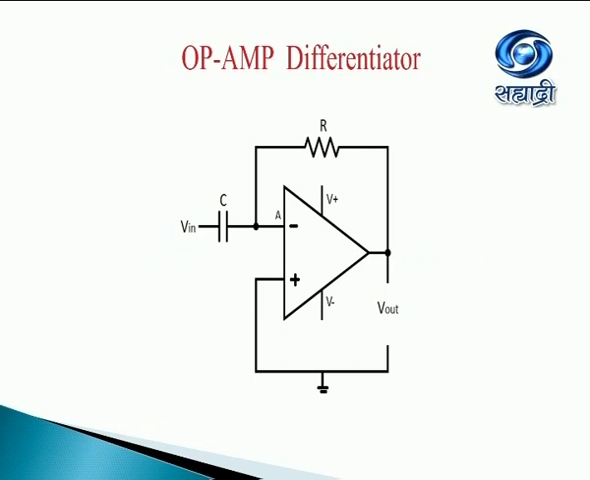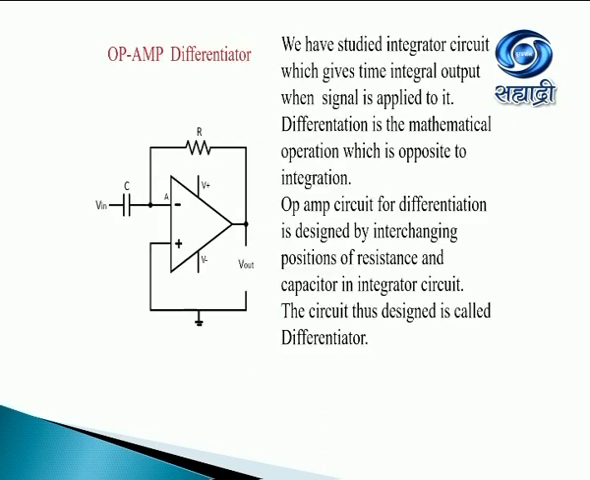Op-amp differentiator. Differentiation is another mathematical operation. Figure shows op-amp differentiator. We have studied integrator circuit which gives time integral output when signal is applied to it. Differentiation is the mathematical operation which is opposite to integration. Op-amp circuit for differentiation is designed by interchanging positions of resistance and capacitor in the integrator circuit. The circuit thus designed is called differentiator. Figure shows differentiator circuit.